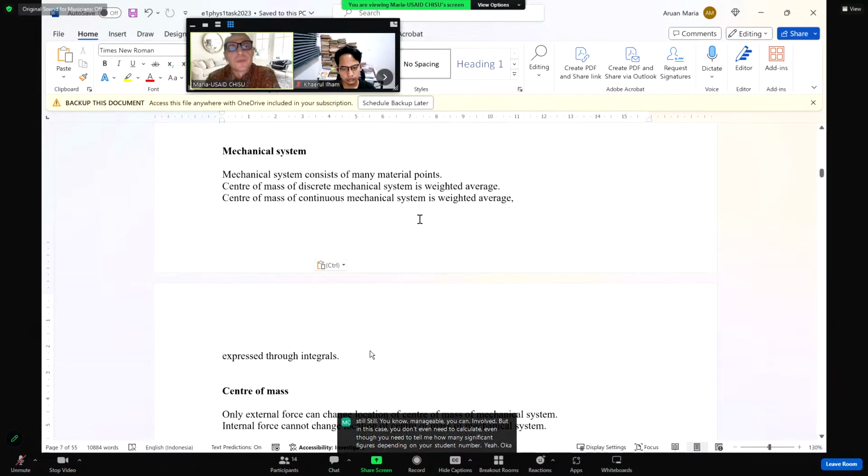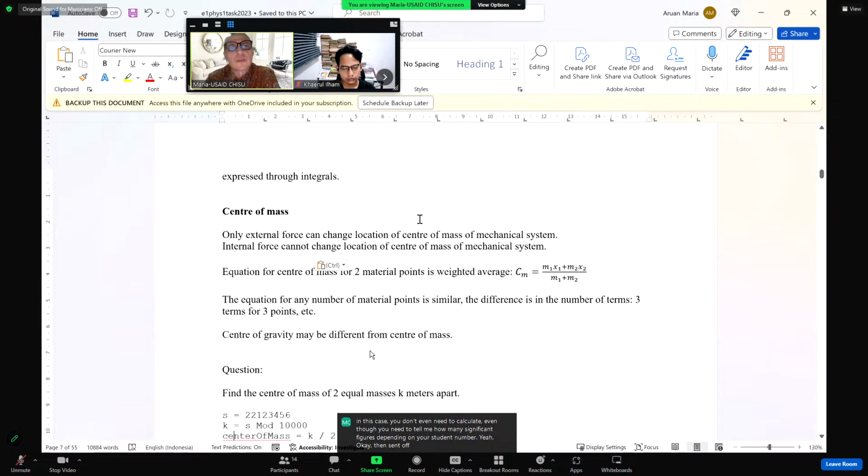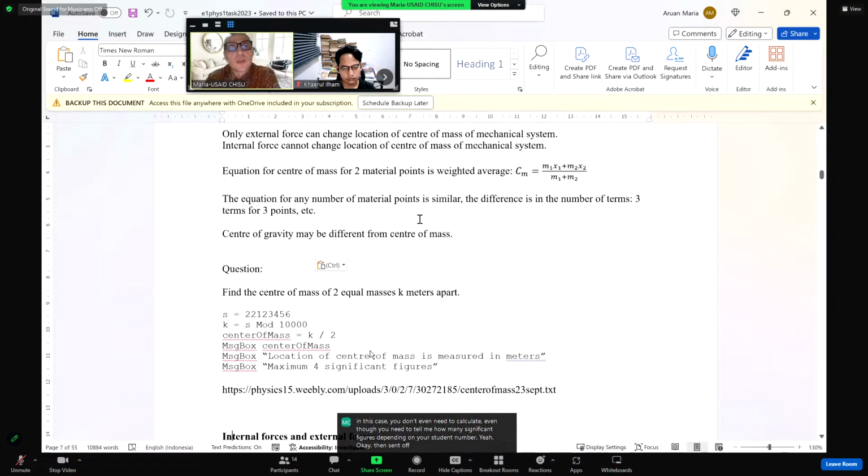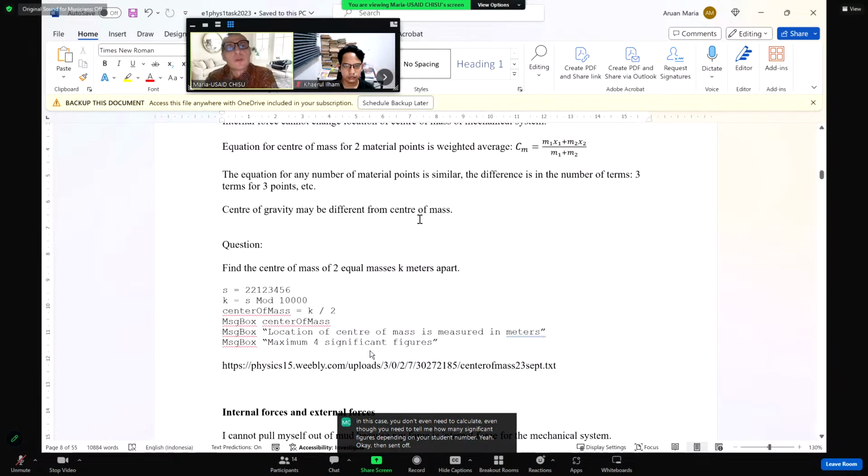Okay. Then center of mass. So once again, just write your student number and the number of significant figures, maximum 4, but how many? Maybe 3, maybe 4 significant figures, yeah?